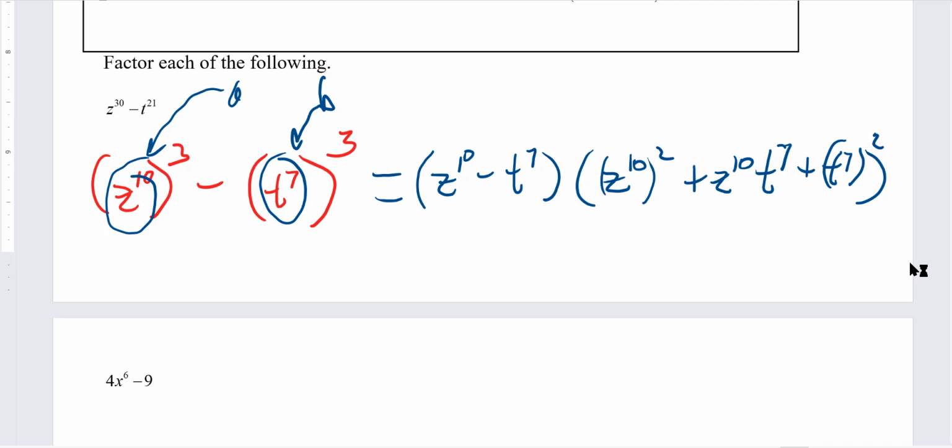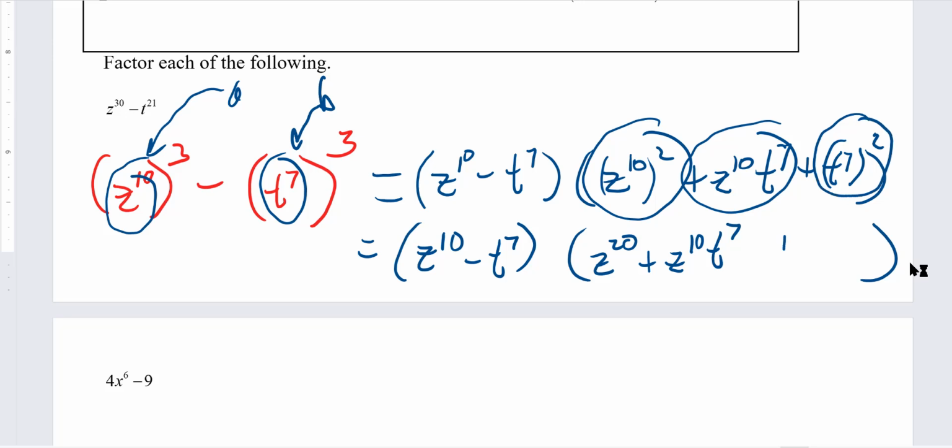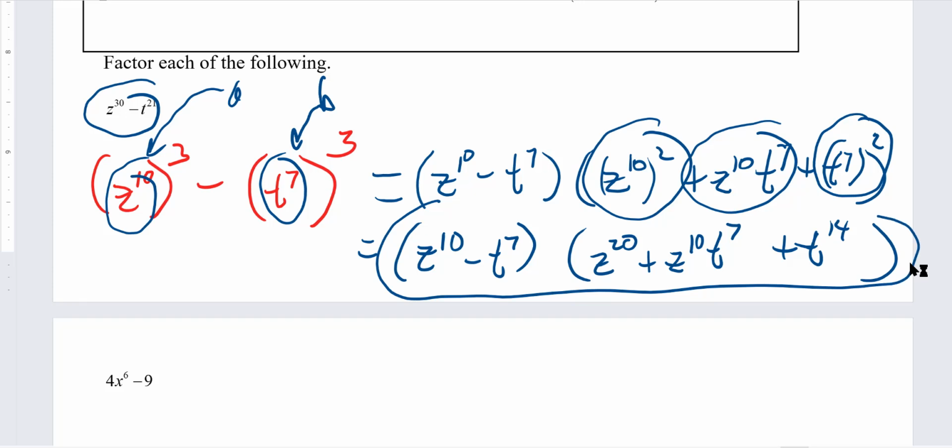So let's simplify. This gives us Z to the 10th minus T to the 7th times, this is Z to the 20th. This you can't simplify, so it's basically Z to the 10th, T to the 7th, and this is T to the 14th. And there's your answer. This factors like this.